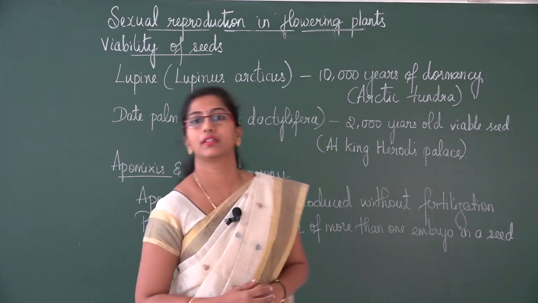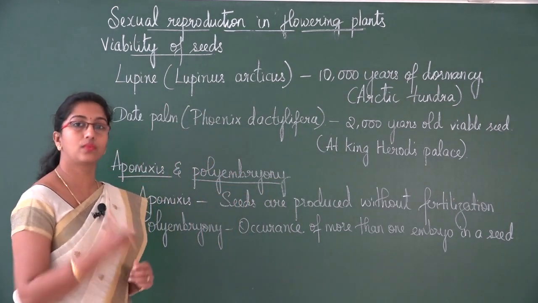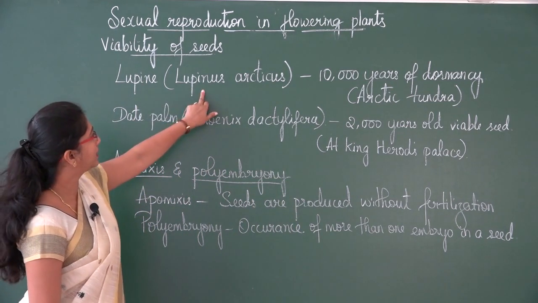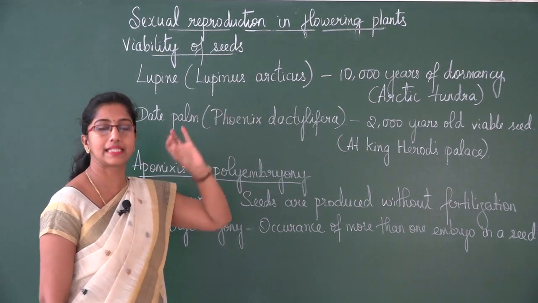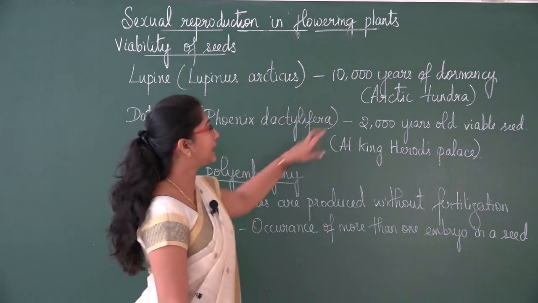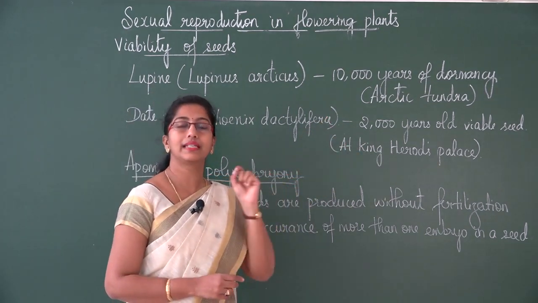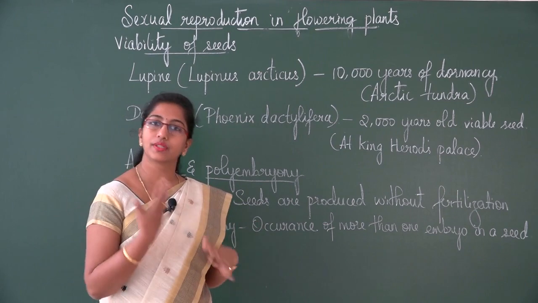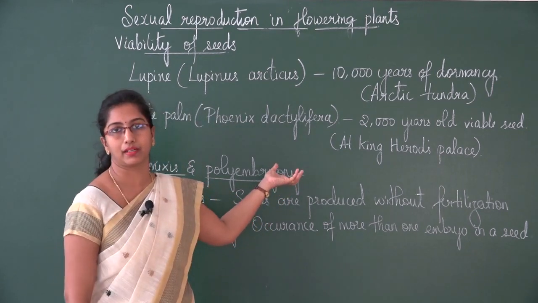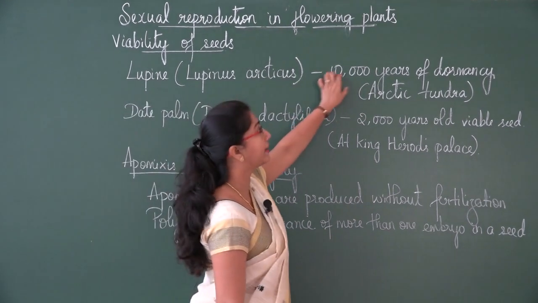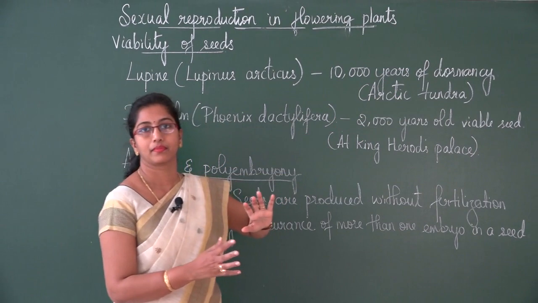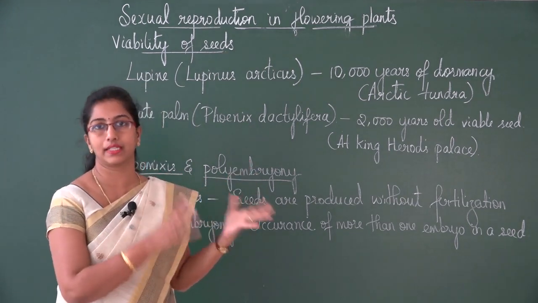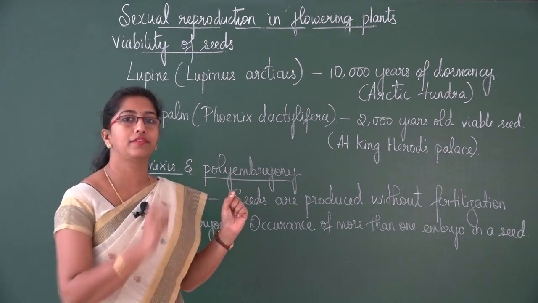Now one of the oldest viable seeds, one example, is from the plant lupine, that is Lupinus arcticus. This plant seed was excavated from the Arctic tundra, and the seed was almost 10,000 years old. But it was viable and it germinated, it produced the plant and also flowered. It's a flowering plant. It produced the flower also, taking a break for 10,000 years, 10,000 years of dormancy. That is, it was viable even after 10,000 years. So that is one of the oldest records of a seed remaining viable for such a long time.